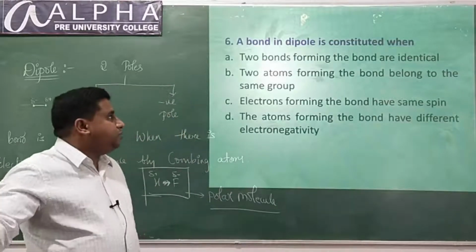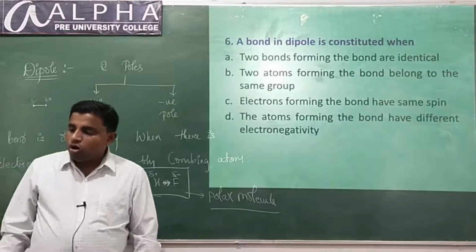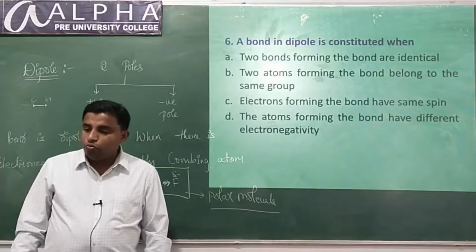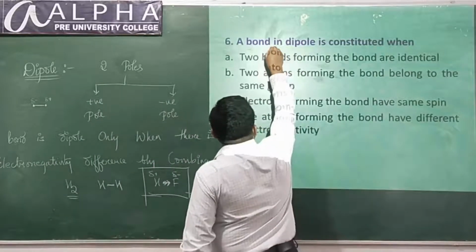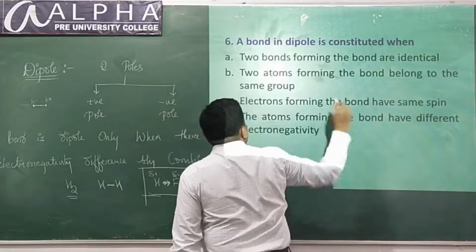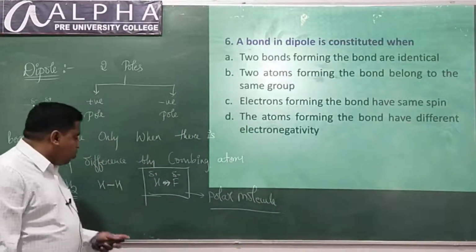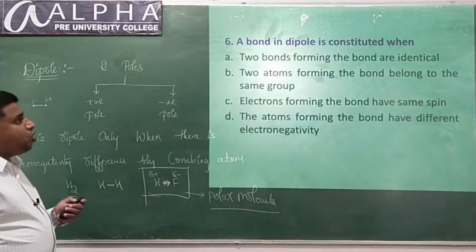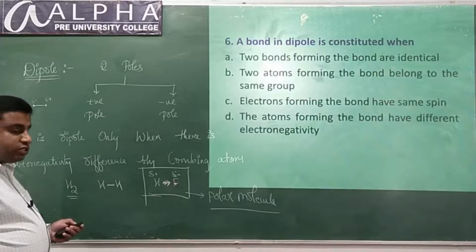Now coming back to this question. The question says the two atoms forming the bond are identical. It's not two bonds, it's two atoms. If the two atoms are identical, what is the question? When is a bond dipole constituted in a bond?